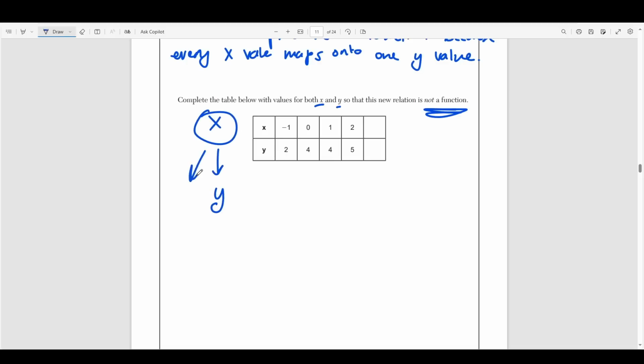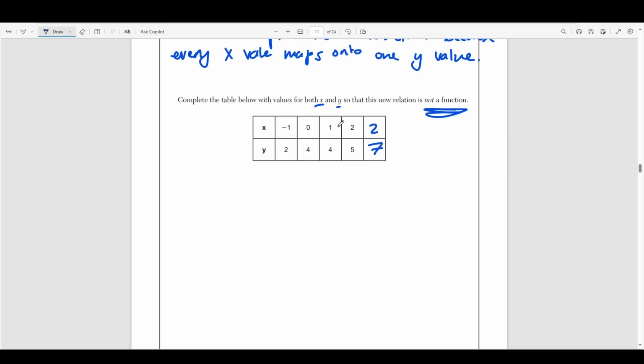If it goes to multiple y values, let's say when x is 2, y is equal to 5, and y is equal to 7, right? That would not be a function, because this x input is now mapping onto two y outputs. So we can just put that in here and we'll get full points.